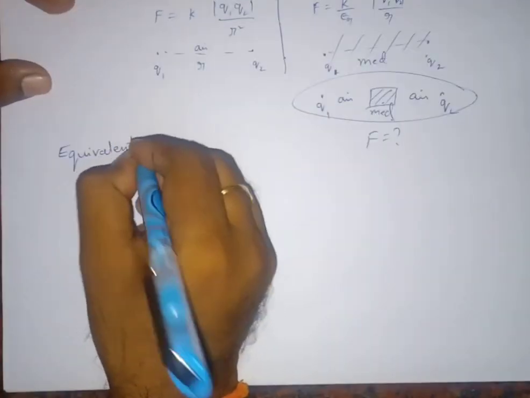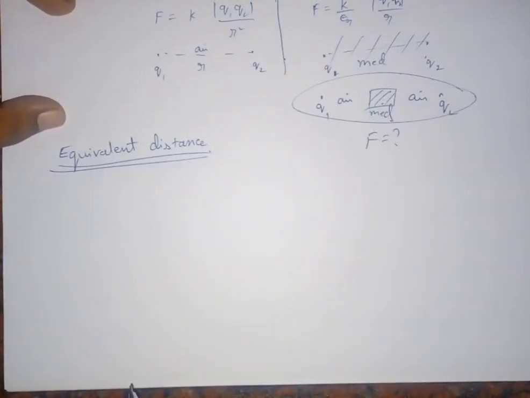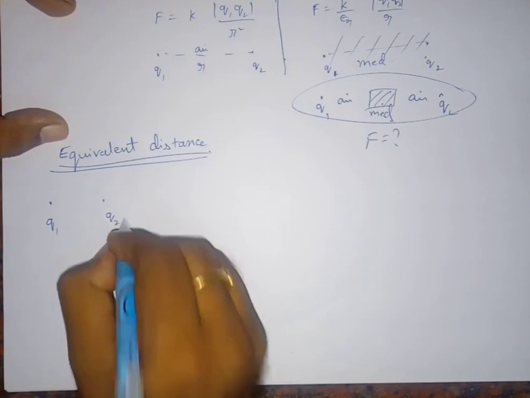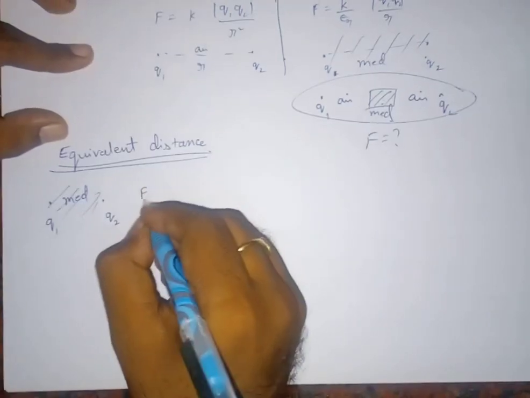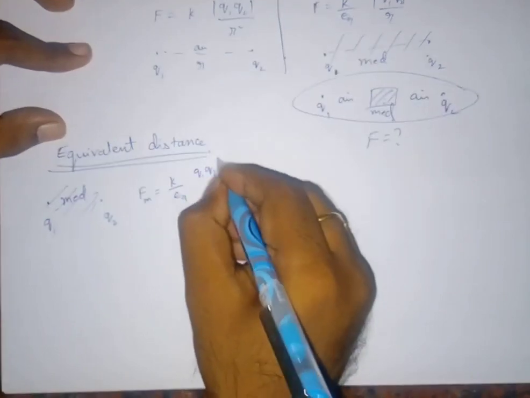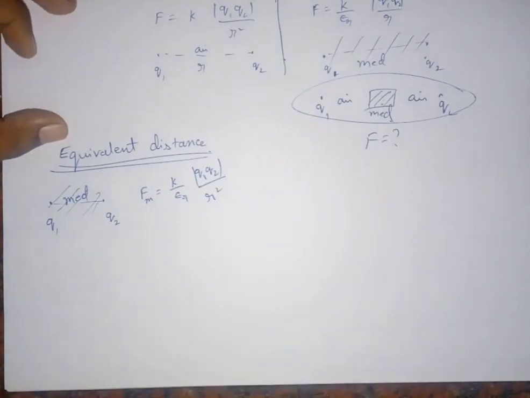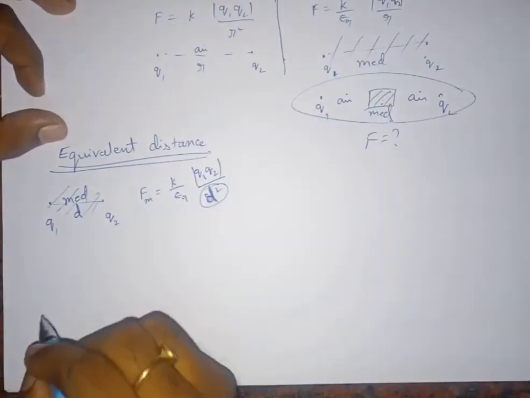Equivalent distance method. So what is that equivalent distance? It's very simple. If there are two charges, Q1 and Q2, separated by some medium, then the force in that medium is equal to K by epsilon r, mod Q1 Q2 upon R square. Or let us assume the distance to be d, then upon d square. It's in a medium.